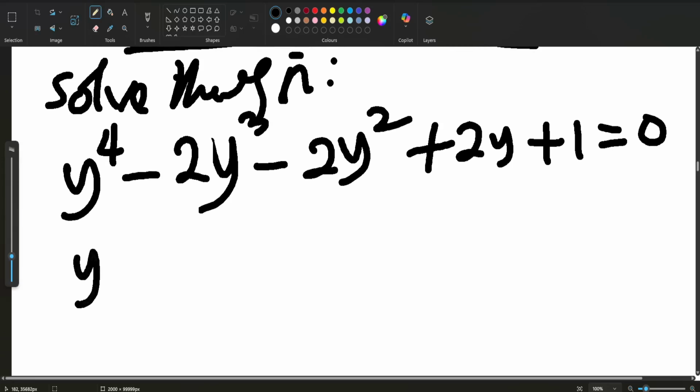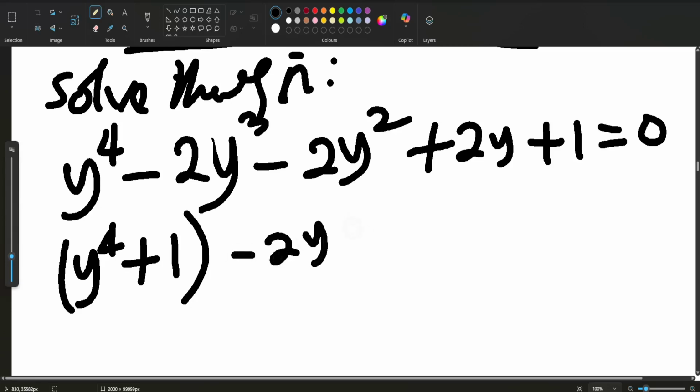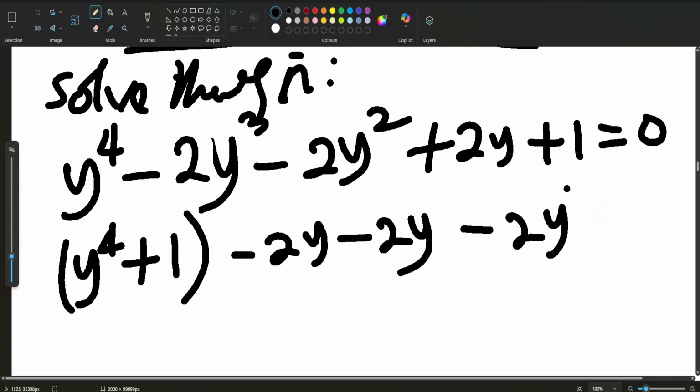So it's going to be y raised to power 4. We take this one and the last one, we combine them together as one. Then the second and the second to the last, we bring them together. So that will be -2y plus 2y, we bring them together. Then -2y squared, we bring them together.